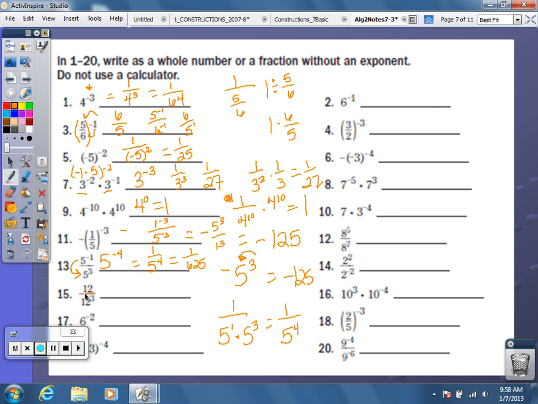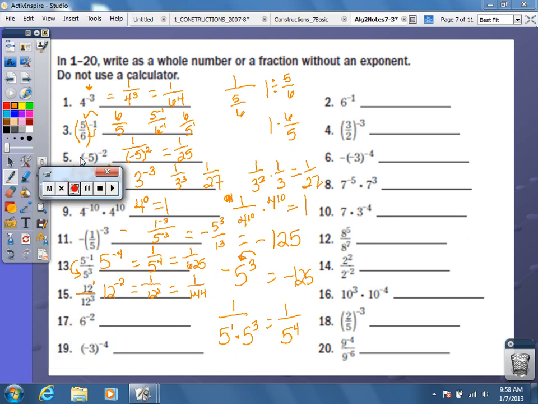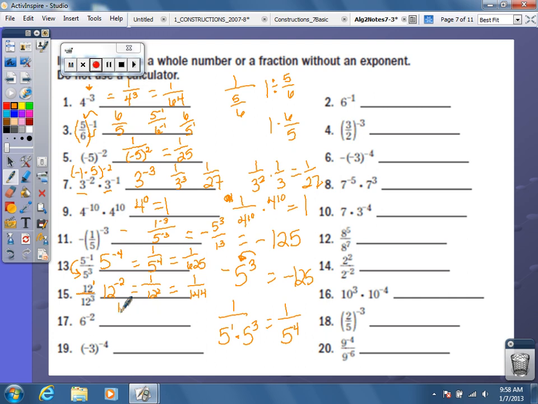This is a complete fraction sign. 12 to the first power over 12 to the third power. 1 minus 3, 12 to the negative 2. That's 1 over 12 squared, which is 1 over 144. 6 to the negative 2, 1 over 6 squared. This one's pretty easy. 1 over 36.